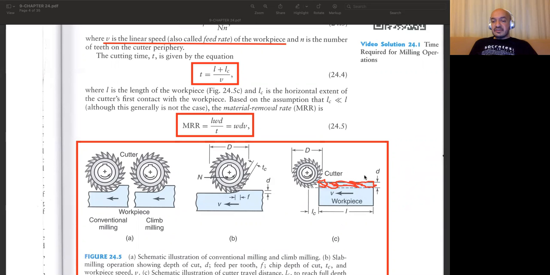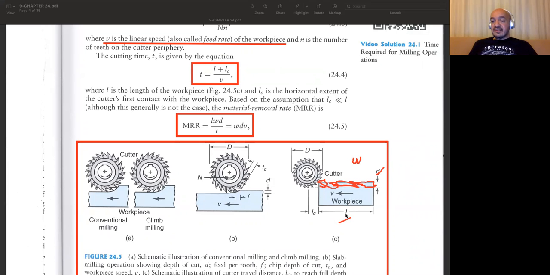This portion is going to be removed from the workpiece. And what are the dimensions of it? Its length is L, its depth is D, and we have another width into the page or into the screen. This is W. So if you multiply all these, you can determine the volume of this material to be removed. And on the other hand, how do we calculate the time? We can only consider the length and the speed of our workpiece.